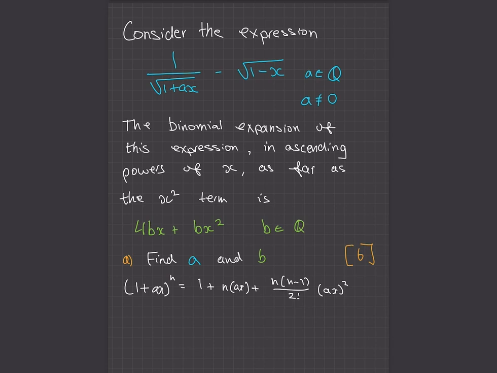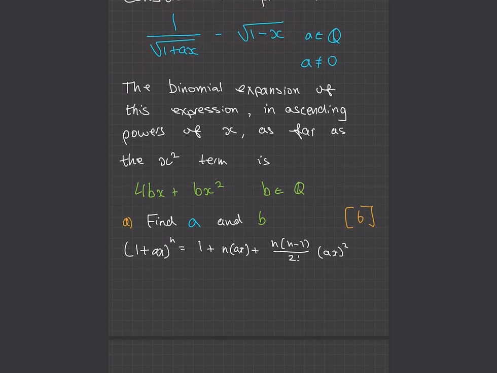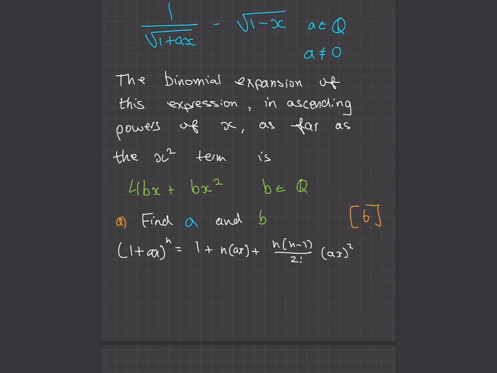So firstly, I've written down the formula that we need to know. This is the general formula. I don't think it's quite given to you like this in the formula booklet, but this is what it is. So we need to apply this. My method would be to find the expansion for each, and then subtract them, and then we should get what we need. So that means that we need to expand.